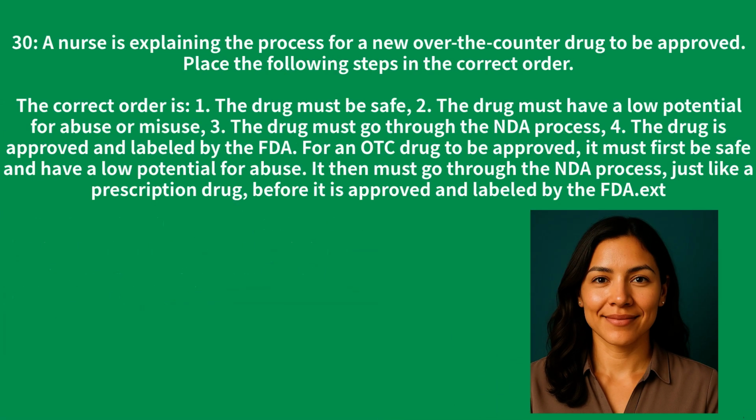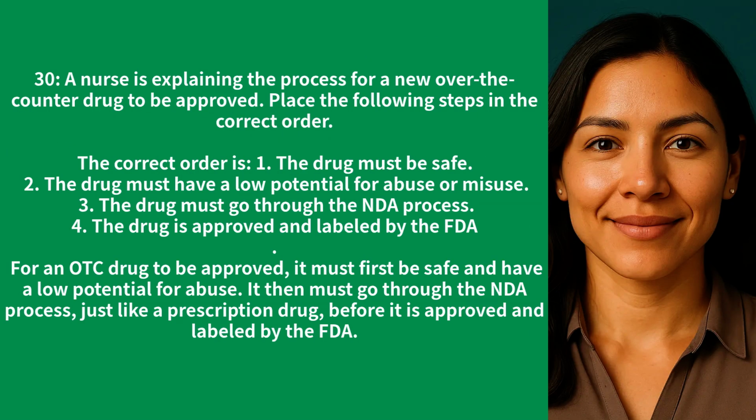Question 30. A nurse is explaining the process for a new over-the-counter drug to be approved. Place the following steps in the correct order. The correct order is 1. The drug must be safe. 2. The drug must have a low potential for abuse or misuse. 3. The drug must go through the NDA process. 4. The drug is approved and labeled by the FDA. For an OTC drug to be approved, it must first be safe and have a low potential for abuse. It then must go through the NDA process, just like a prescription drug, before it is approved and labeled by the FDA.